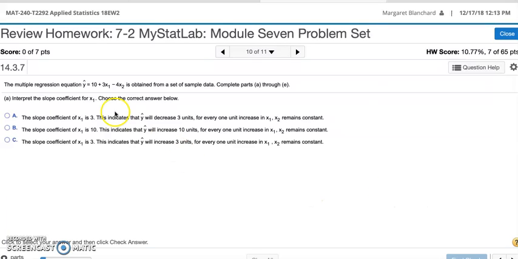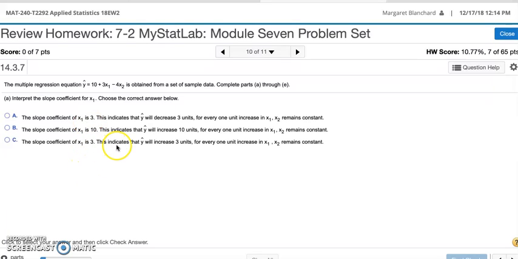So first we can go straight to our equation here and see that the number right in front of x1 is 3. So we know that our slope coefficient of x1 is 3. So that tells us that we're already looking at answers A or C, not answer B, since it says the coefficient is 10.